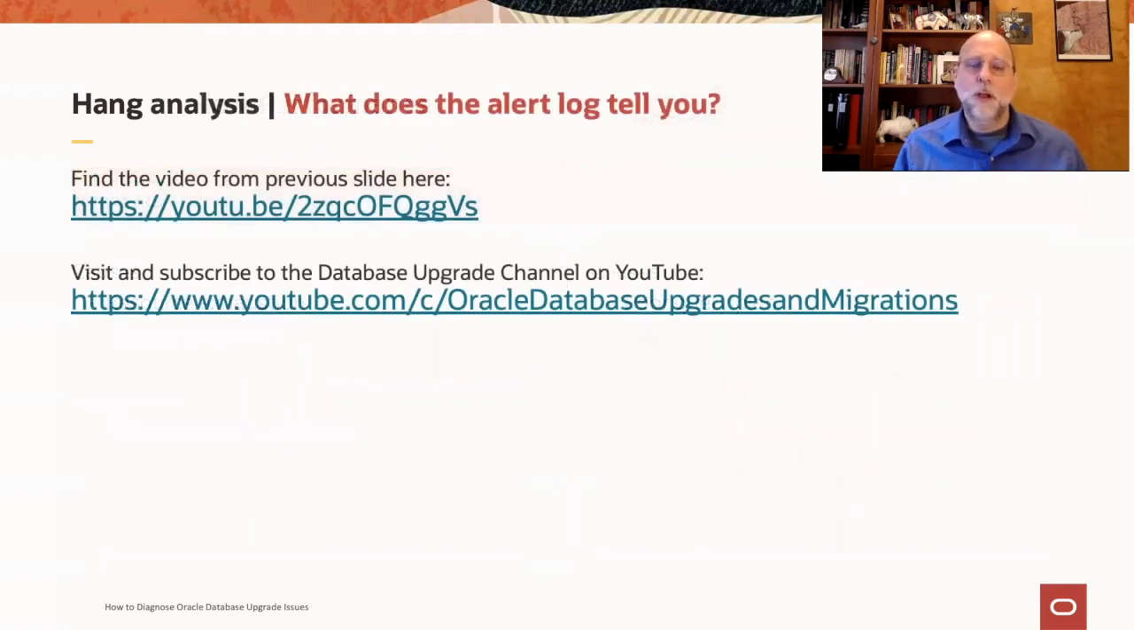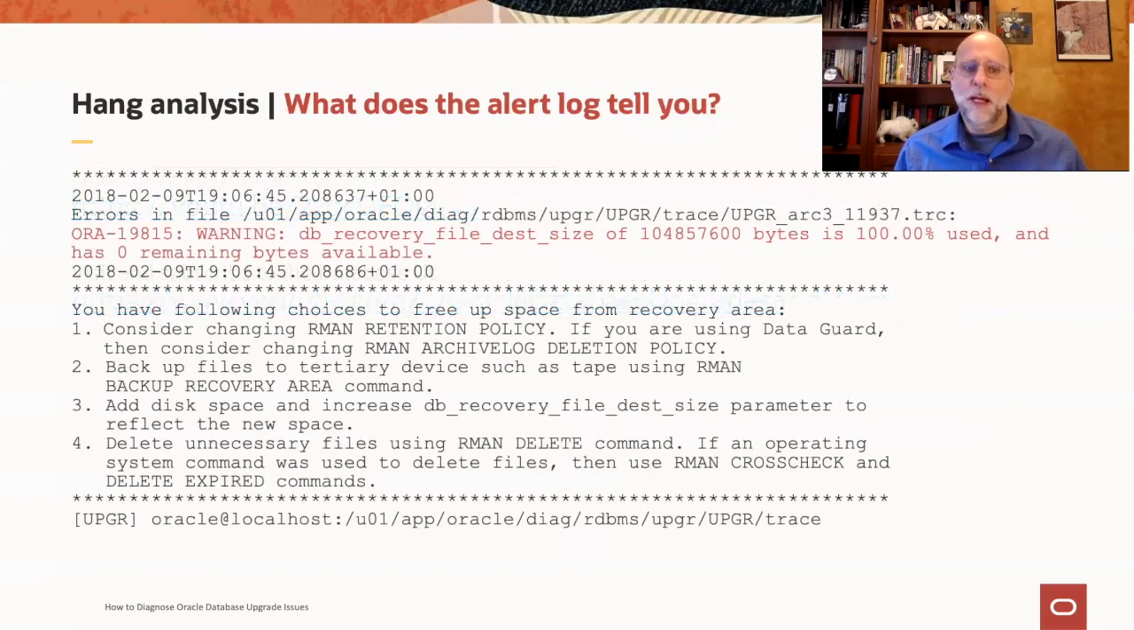So first of all, you want to look at the alert log. And again, there's a little bit of a video here without sound, but it's only a couple minutes about looking at the alert log and seeing what's inside it. And here's something that would be typical of that. In this case, the alert log was spitting out messages saying, hold it, your DB recovery file dest size is 100% used, 0 bytes available. So what does that mean?